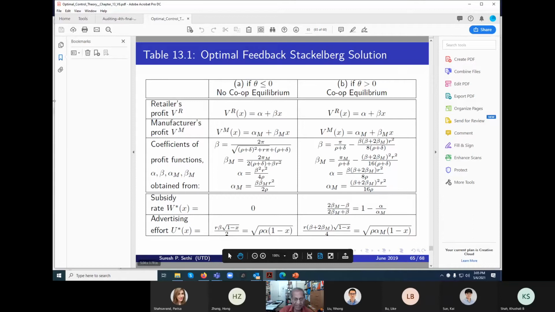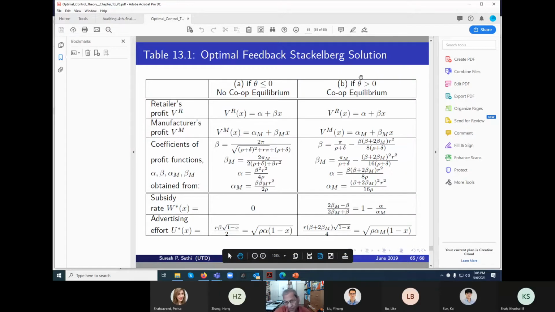I now have the entire landscape here. When theta is less than 0, we know the value of theta for each case. Then this is the value function of the retailer, this is the value function of the manufacturer. These are the coefficients. So these coefficients are all known here. Subsidy rate is 0, and advertising rate is given by this formula.